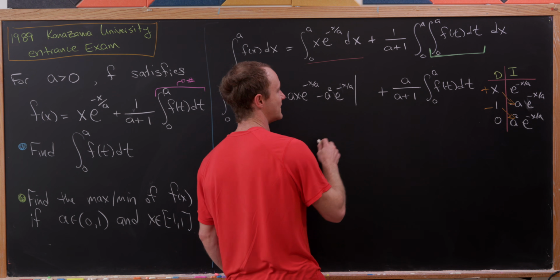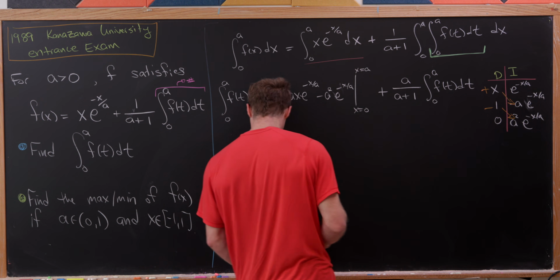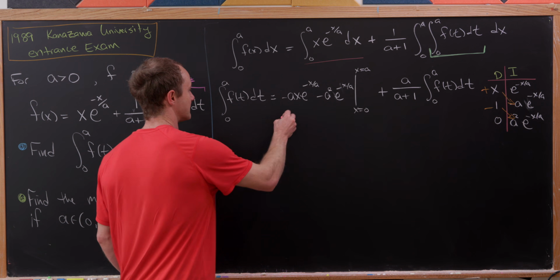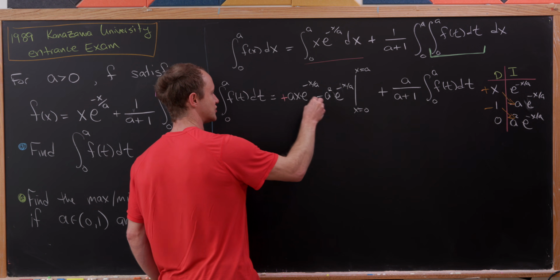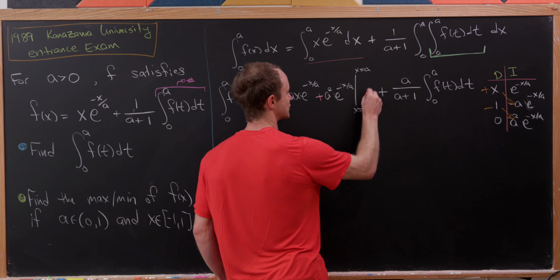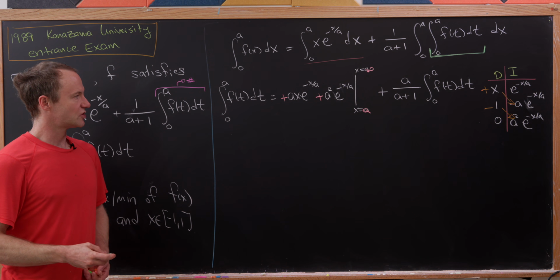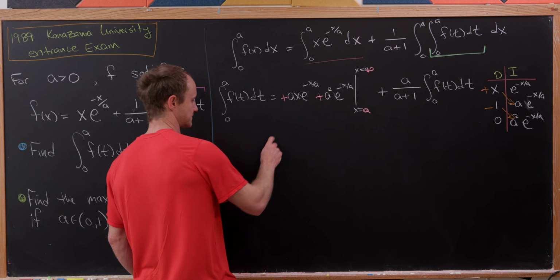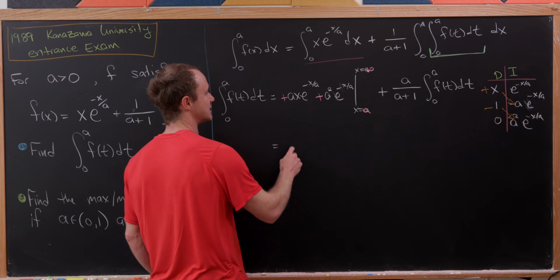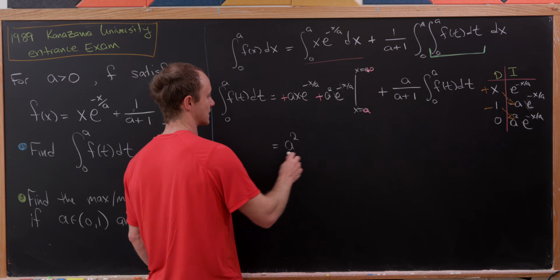And then we need to evaluate that from x equals 0 to x equals a. But I don't like this hanging minus sign, so I'll change these minus signs to plus signs and then make my evaluation from a up to 0. Okay, so let's see where that leaves us. So plugging in 0 will simply give us a squared. I think that's pretty clear.